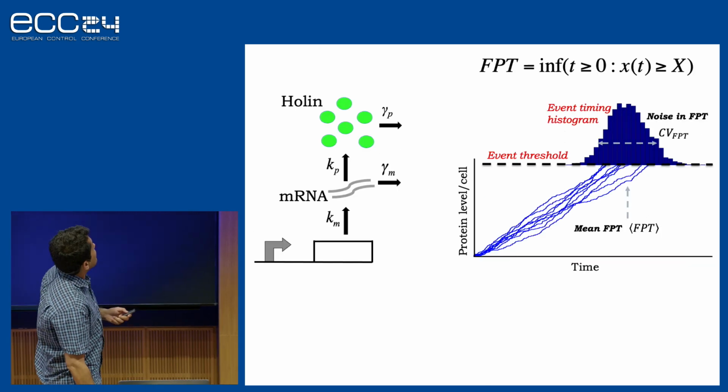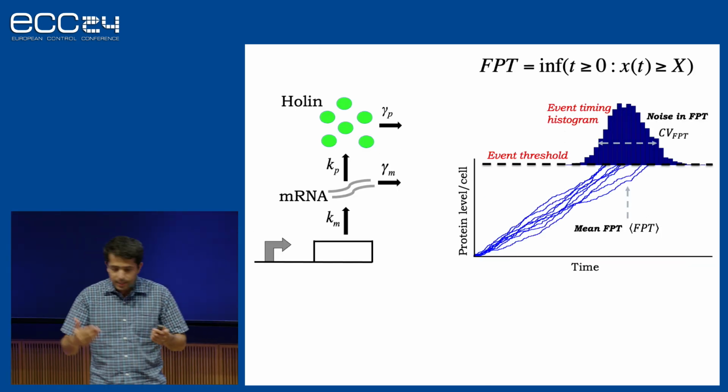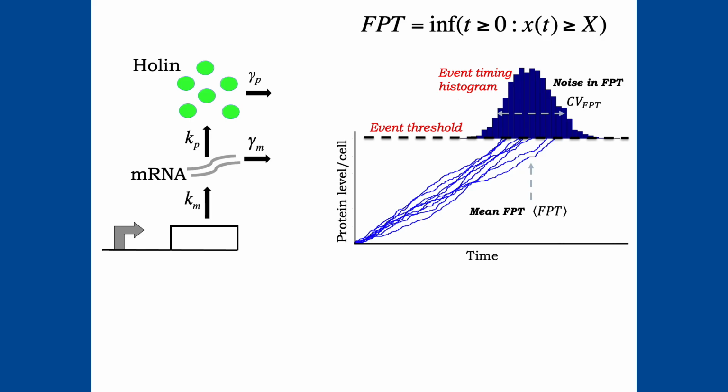So here's basically the timing problem, right? You have expression of this gene, holin. It gets to some threshold. And then you have lysis. We call this FPT, or the first passage time.